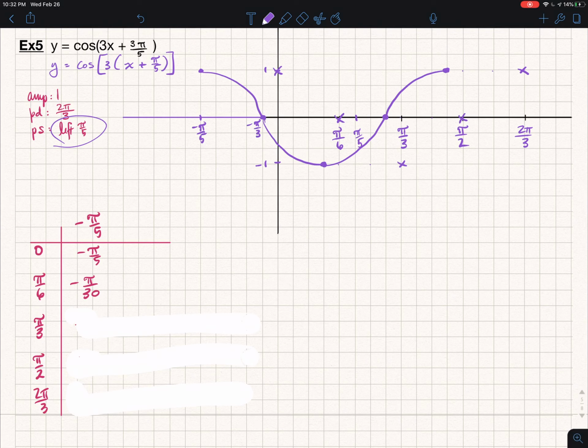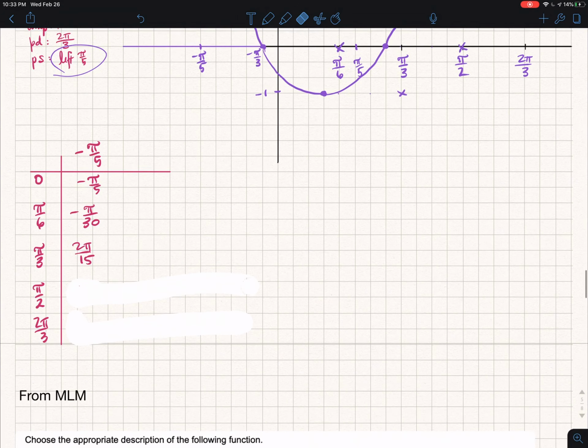And then for the pi over 3 spot, do 1/3 minus 1/5. That'll give you 2 pi over 15. For the pi over 2 spot, subtract pi over 5. Again, 1/2 minus 1/5. And then for the last one, 2/3 minus 1/5.